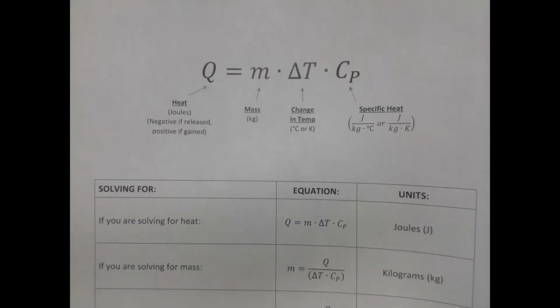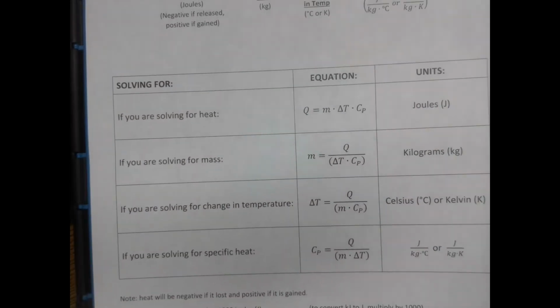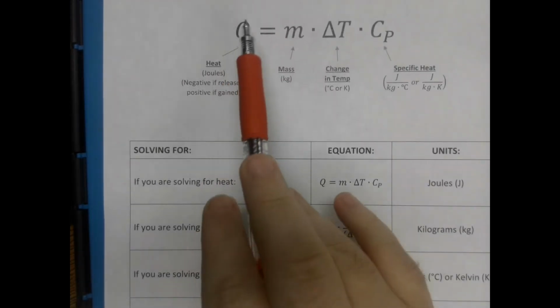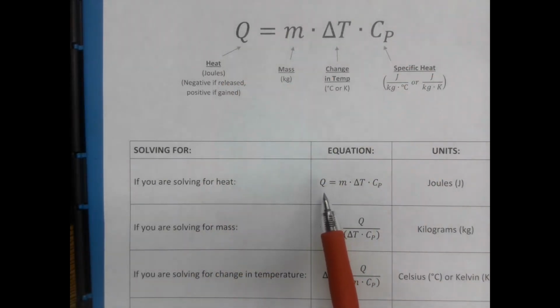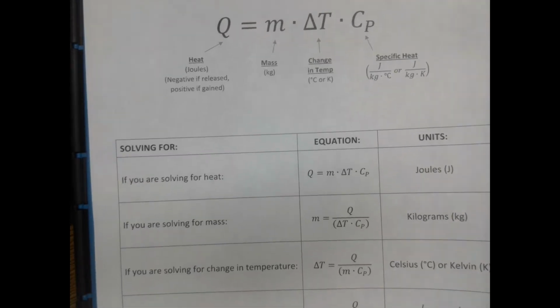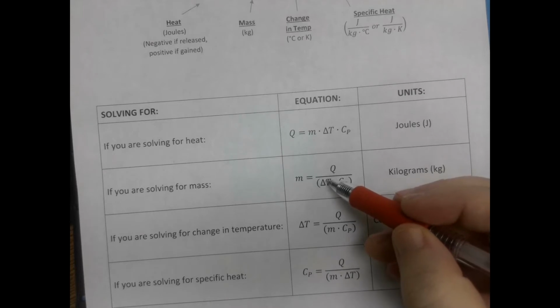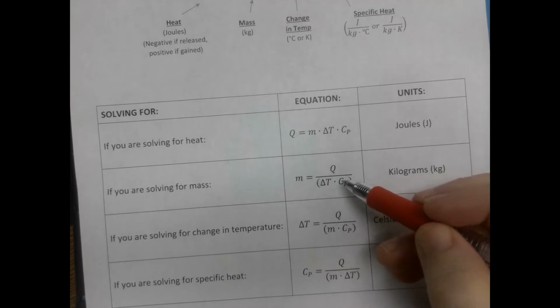Like we've been doing, I give you the solved equations. If you want to solve for heat, here's the equation. Heat will be measured in joules. If you want to solve for mass, it's heat divided by change in temperature and specific heat.